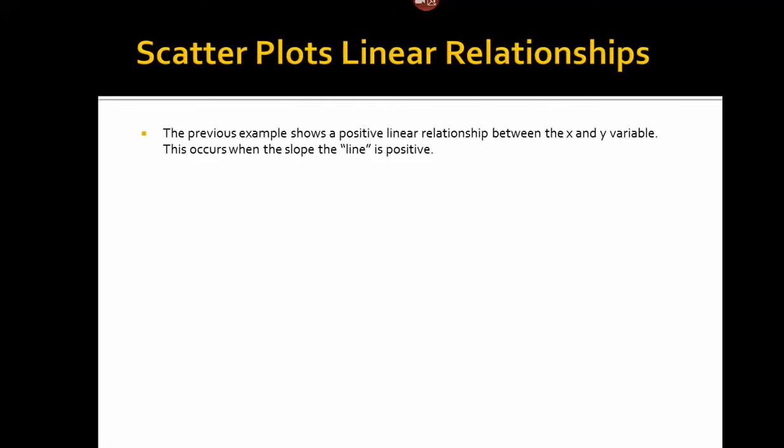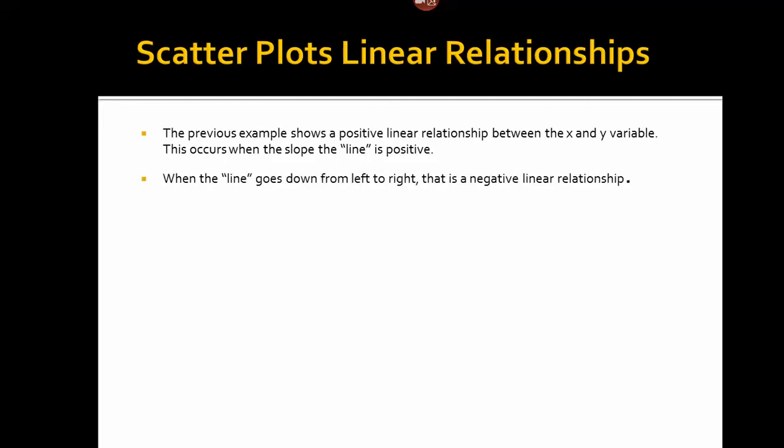All right, so the previous example shows a positive linear relationship between the x and the y variable. This occurs, and if you remember back to lines, this happens when the line that we see with those points is going up from left to right. So as you remember, hopefully, that it means we have a positive slope there. So when we have a positive slope with that sort of invisible line connecting all those points, that means that we have a positive relationship.